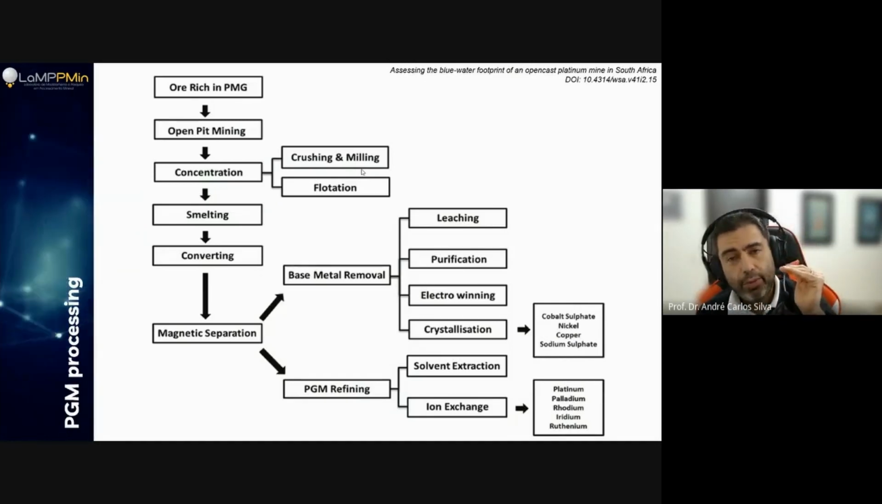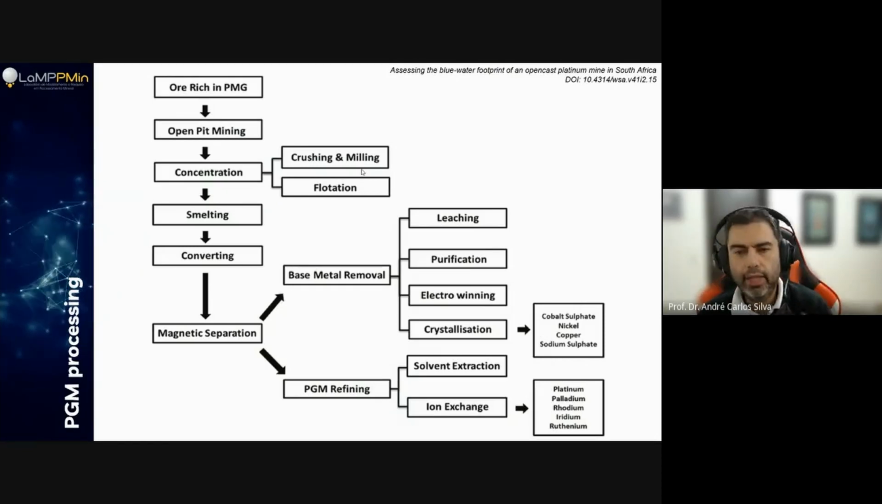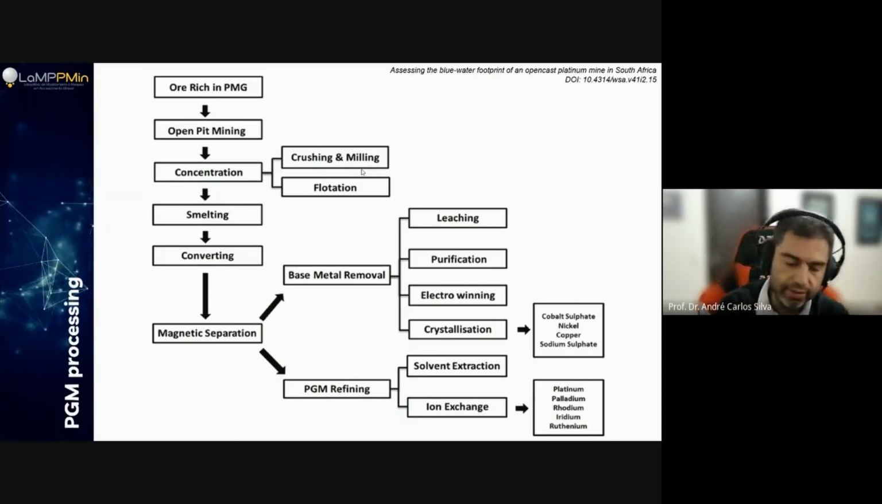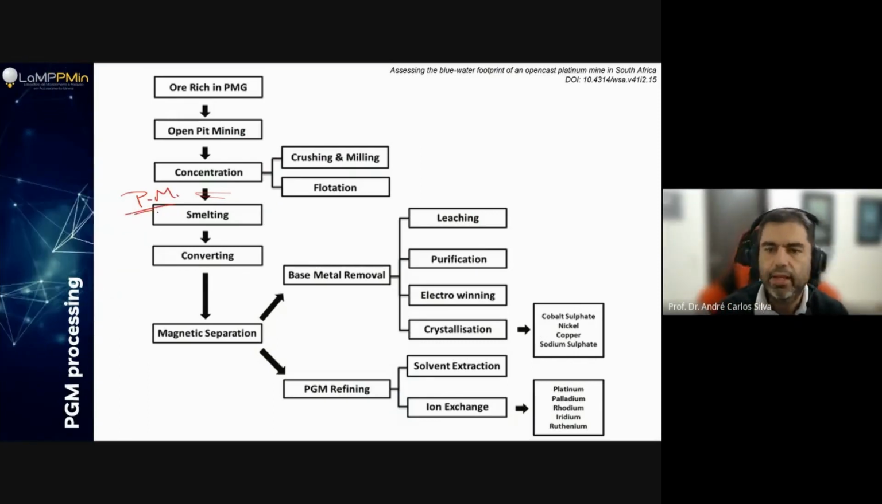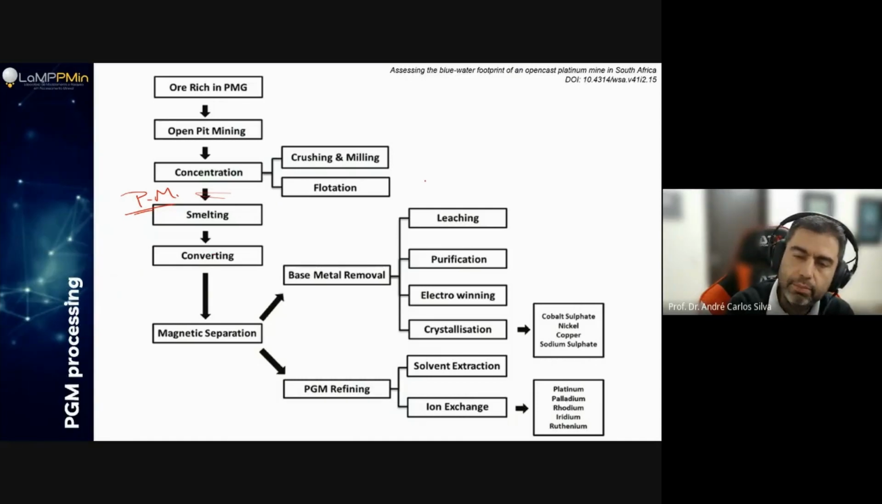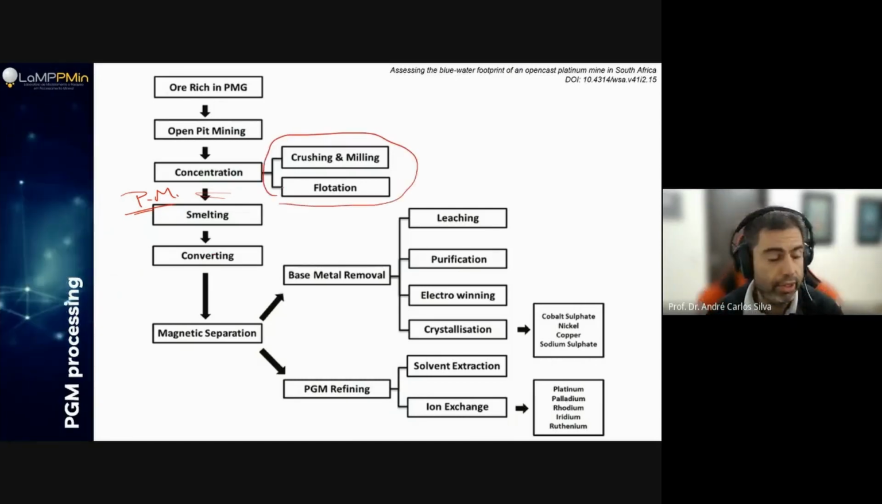So I have what? Concentration, crushing, milling, flotation. And then we have what? Smelting, and so on and so on. So we have metallurgy. After this stage over here is just metallurgy. Okay, in this case, pyrometallurgy. So we have fire, we have heat. But this author put in here the mineral processing being composed only of crushing and milling. And why did he do this?